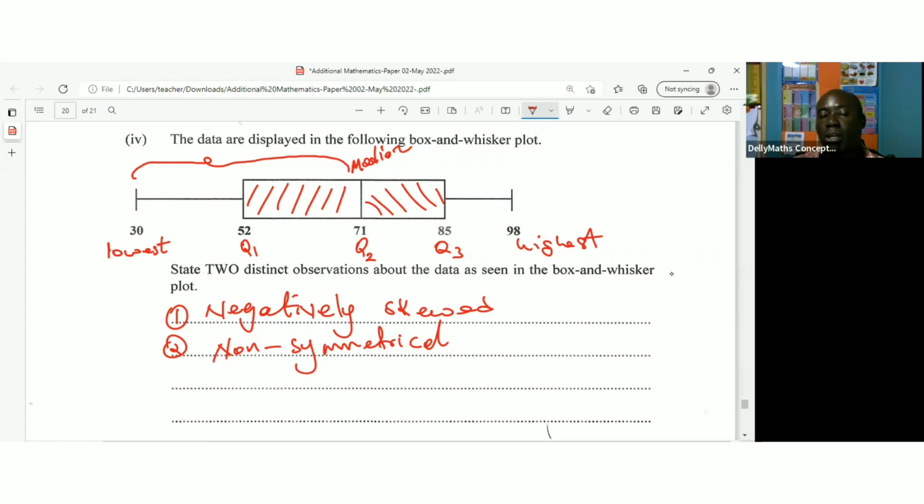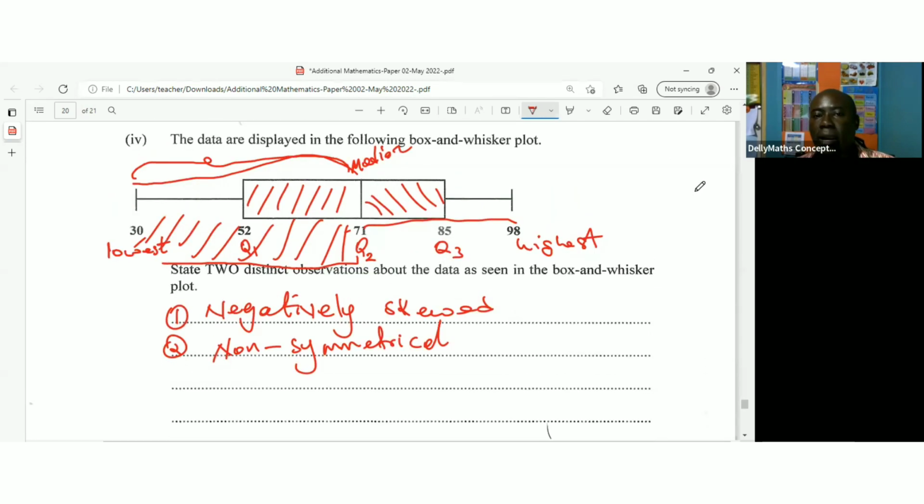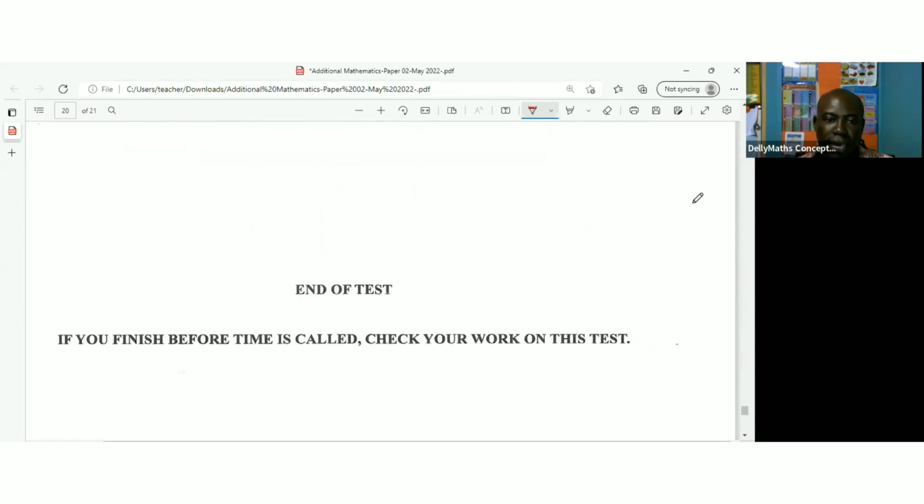And not only that, it topples off all the way down here. So you could see that there's no symmetry to it. So it's non-symmetrical. That means we have a whole lot of results to the left of the median here compared to the right. There's a whole lot of results going down that side. So it's negatively skewed, it's non-symmetrical. All right, so those are just two of the things that I see when I look at it. And this is the end of the paper.